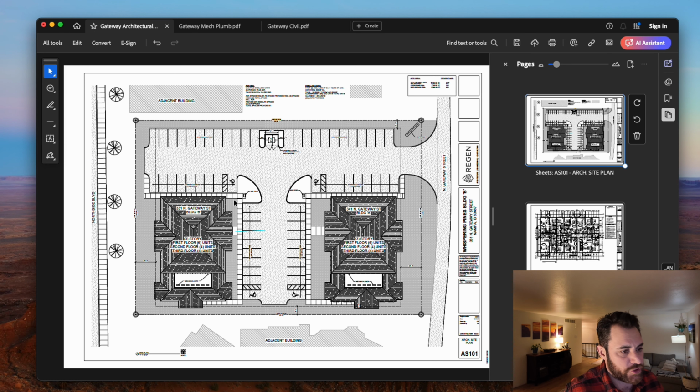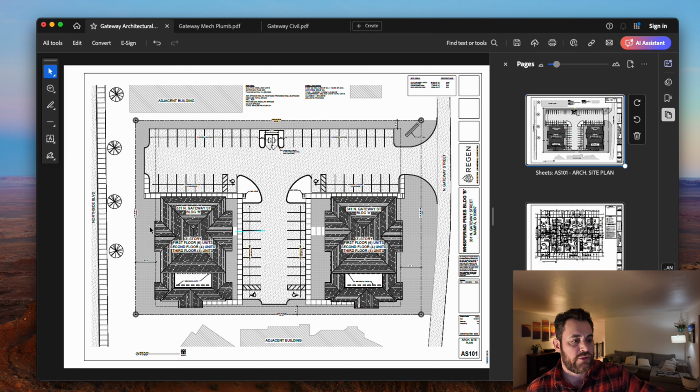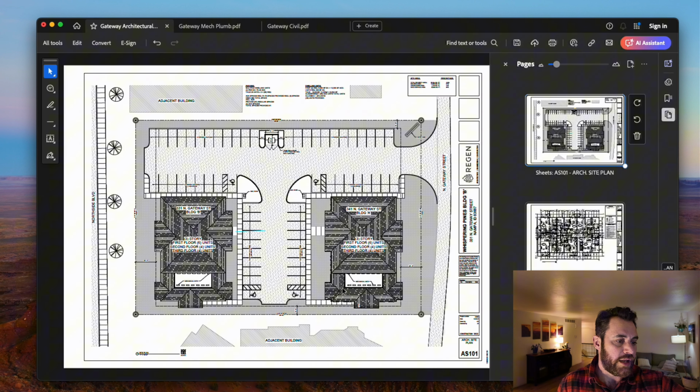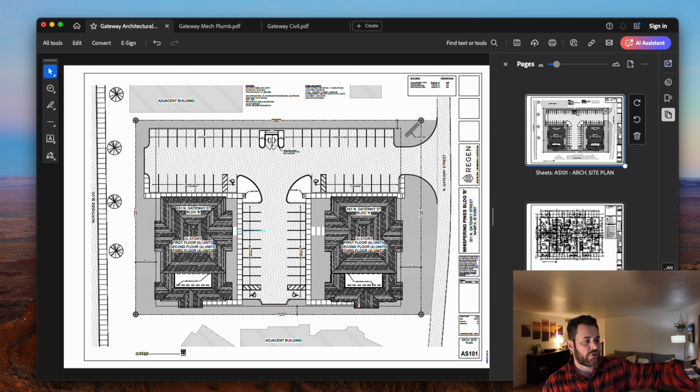Okay, so diving into the drawings, I always start with the architectural. So here we are, architectural sheets. We've got building B on the left, building A on the right. We've got 28 units, it looks like. So first floor is 6, second floor is 4, third floor is 4.